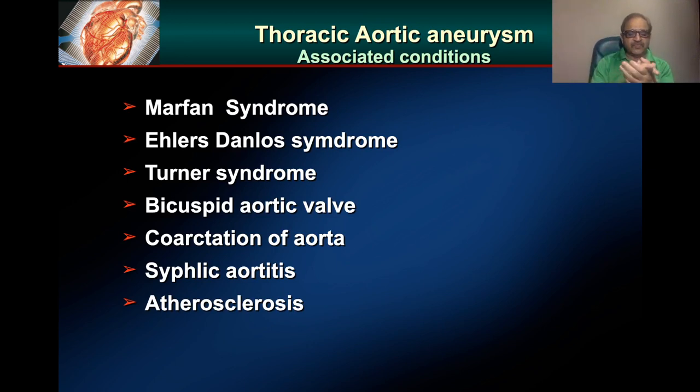And then there is a syndrome which is called Ehlers-Danlos syndrome, in which the skin is hyperelastic, and again, these patients have got some weakness of the media as well as collagen and elastic fiber in the aorta, and they are prone to dissection. The other conditions which are associated with thoracic aortic aneurysm are Turner syndrome, bicuspid aortic valve, coarctation of aorta, syphilitic aortitis, and then atherosclerosis.